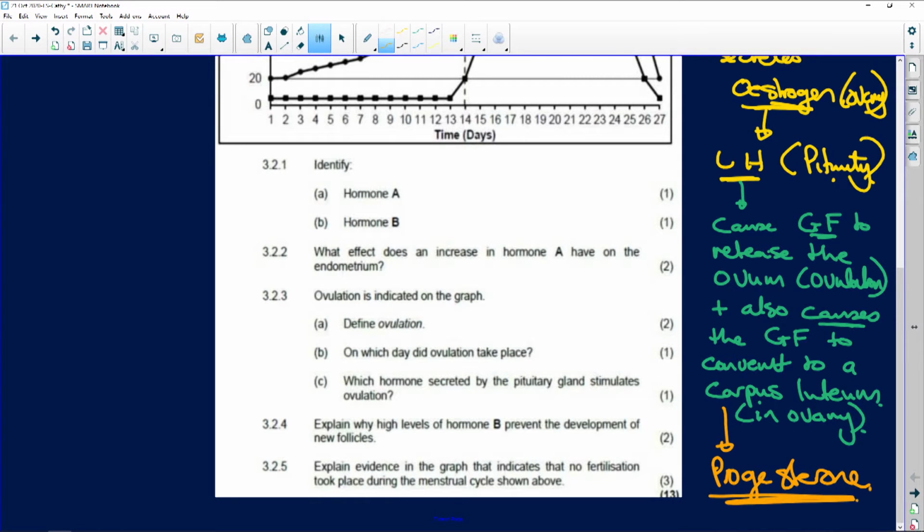And what does the progesterone do? Well, when there are high levels of progesterone, it says to the pituitary gland, listen, bud, you don't have to secrete follicle-stimulating hormone yet. And it's only when the progesterone level starts to decrease, because no fertilization took place, that the pituitary gland will now start releasing follicle-stimulating hormone, and the whole cycle will start again.